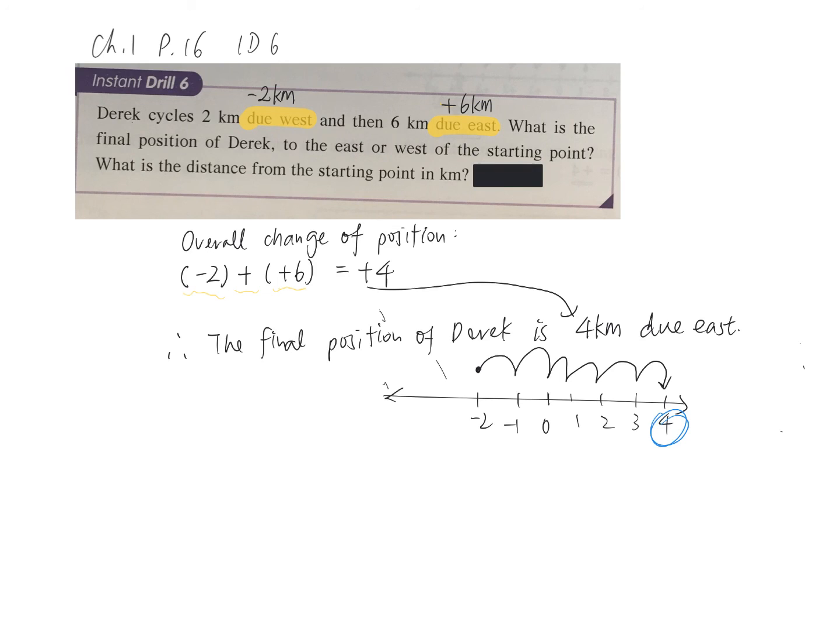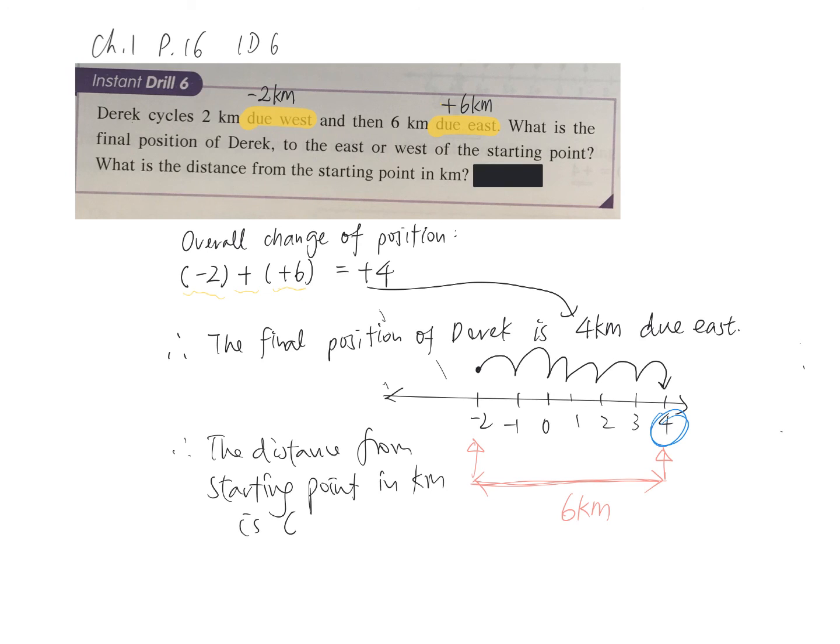Secondly, the question asks, what is the distance from the starting point in km? So let's look here. This is the starting point. And this is the final position. How far is it away from it? It should be 6 km because the distance in between them is 6 units. So therefore, I will answer it. Therefore, the distance from the starting point in km is 6 km.